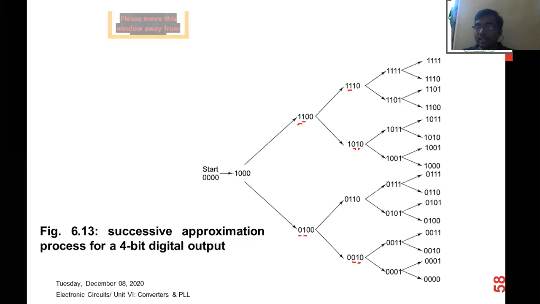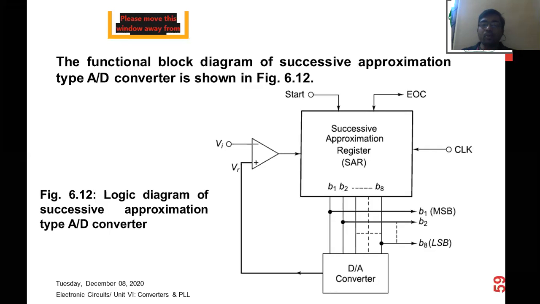Now we have to see the block diagram of this circuitry. This is the functional block diagram of the successive approximation type A to D converter. Please note it on this diagram. You can see there is a successive approximation register, SAR, and there are 2 control signals, start of conversion and end of conversion, EOC, and a clock input. The output of this register is a digital output, starting from MSB to LSB, B1 to B8. Here we are talking about 8 bits.